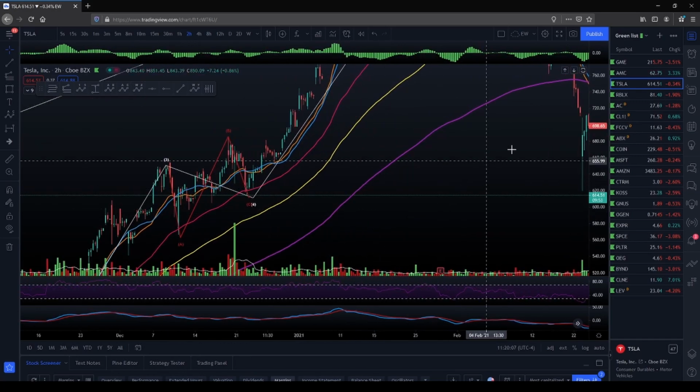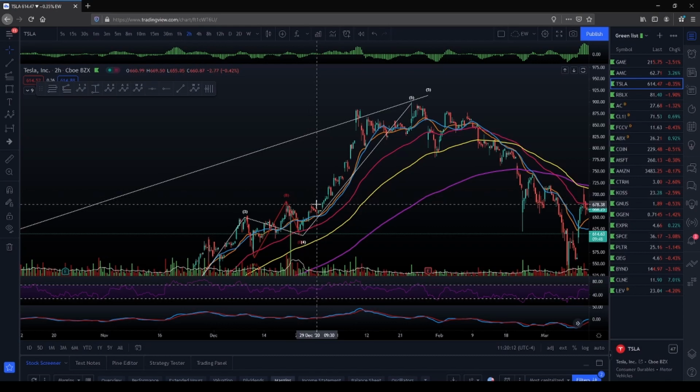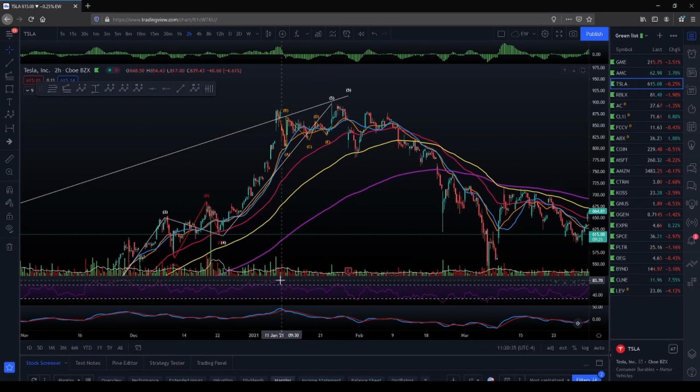How about that? Let's go 1, 2, 3. Triangle. Triangle right there. And you've got your truncated fifths, which stems out of a long third wave triangle correction and a failed impulse up. As you can see clearly, volume is not there in the fifth wave. It's barely breaking above the overbought zone.